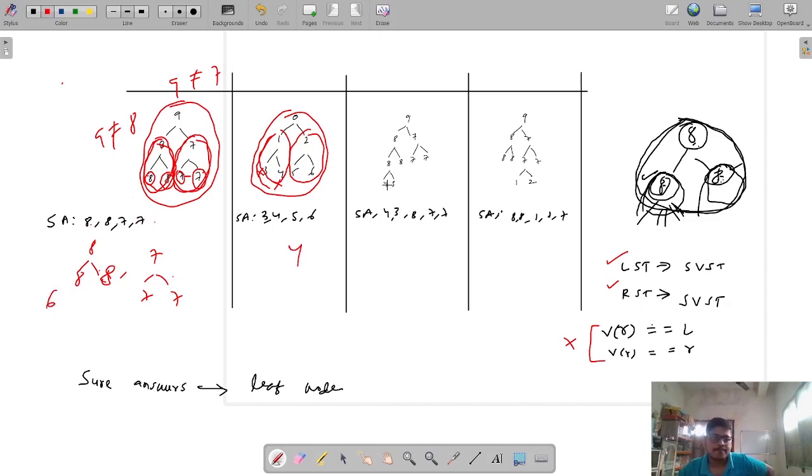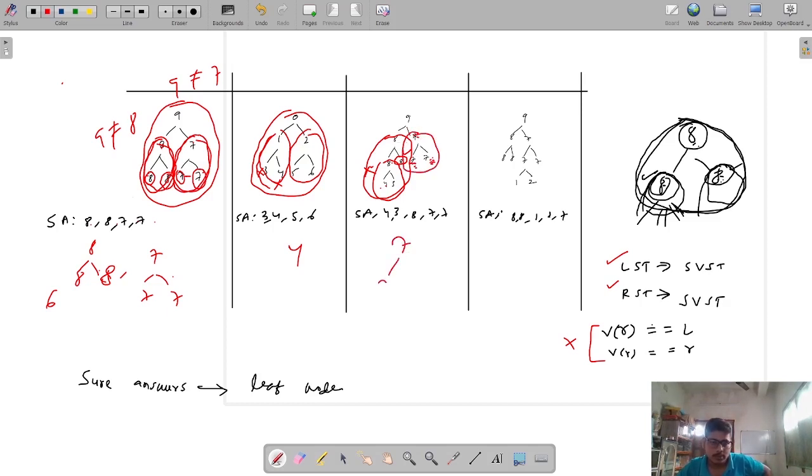For here, 8 4 3, so we are checking 8 4 3. So is 8 4 3 a single value subtree? 8 is not equal to 4, 8 is not equal to 3, no. So this is not a single value subtree, this is a single value subtree, right? But to be a single value subtree for this whole tree, both of these must be single value subtrees. So this is not a single value subtree. Is this a single value subtree? Yes. These two are equal single value subtrees, and this is equal to this is equal to this. So this is a single value subtree.